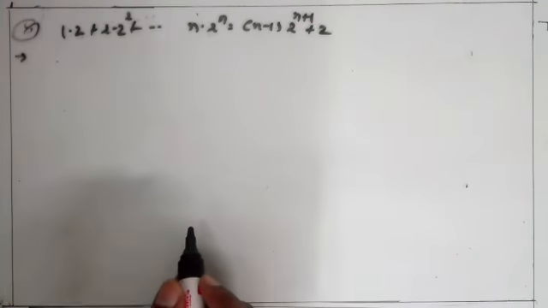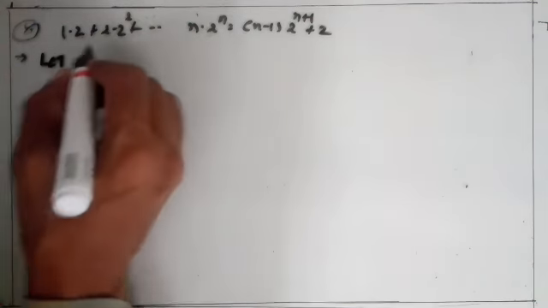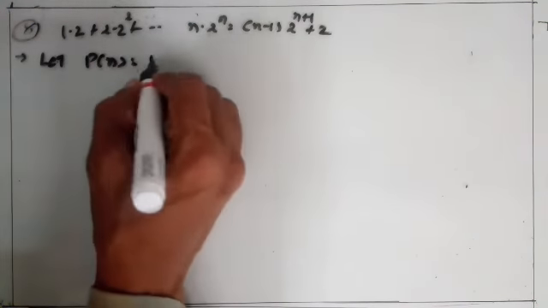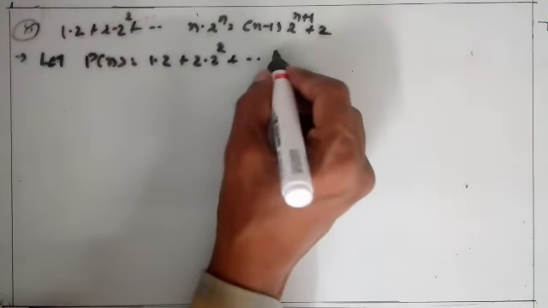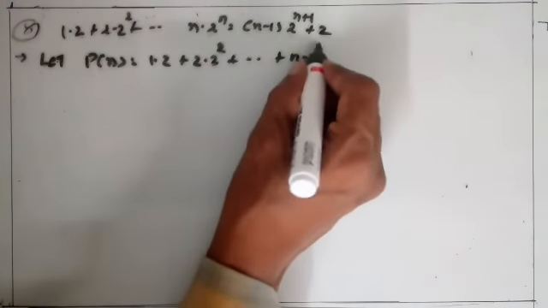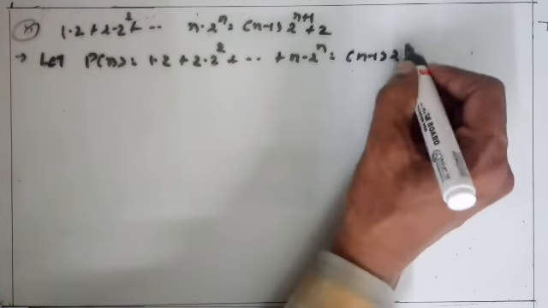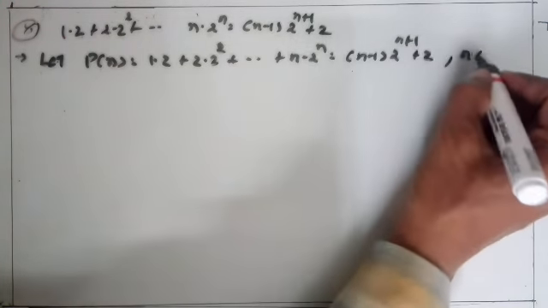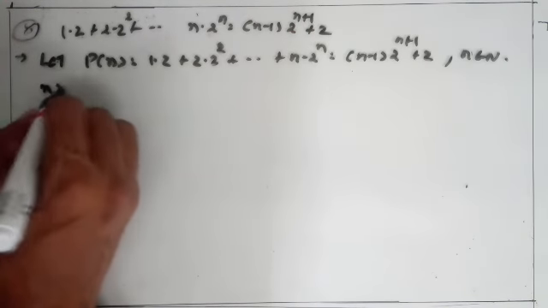Prove this by principle of mathematical induction. For this, first suppose given terms by Pn. Let Pn is equal to 1 into 2 plus 2 into 2 square plus up to plus n into 2 raised to n is equal to n minus 1, 2 raised to n plus 1 plus a 2. N belongs to N. Now prove for n is equal to 1.